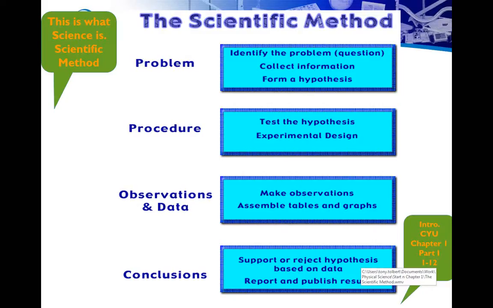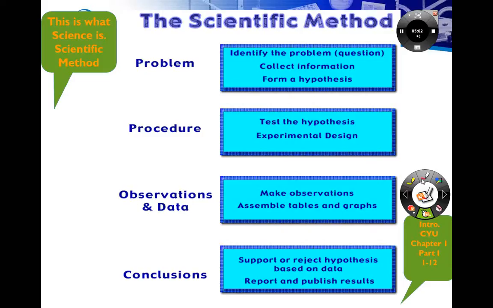Here they are. This is the method of science, the scientific method. It's a system of how we figure out things in the universe. Identify the problem, collect information, form a hypothesis, test the hypothesis, experimental design, make observations, any tables and graphs.